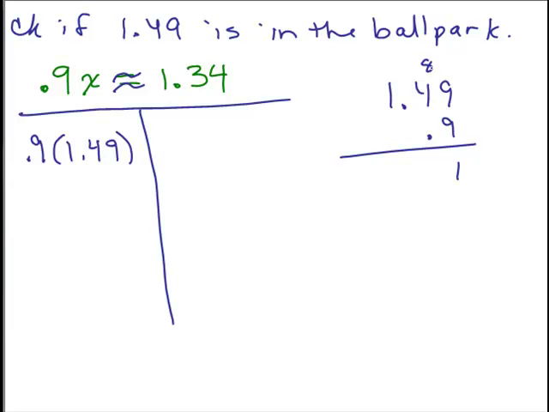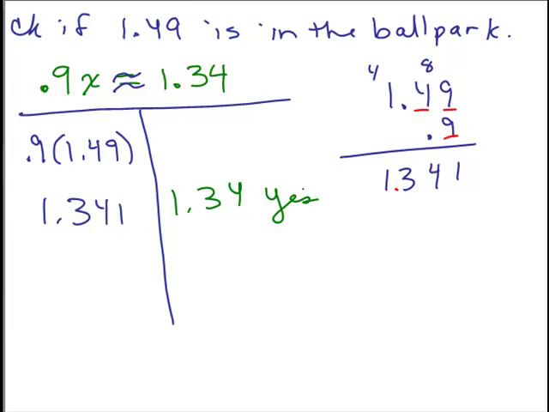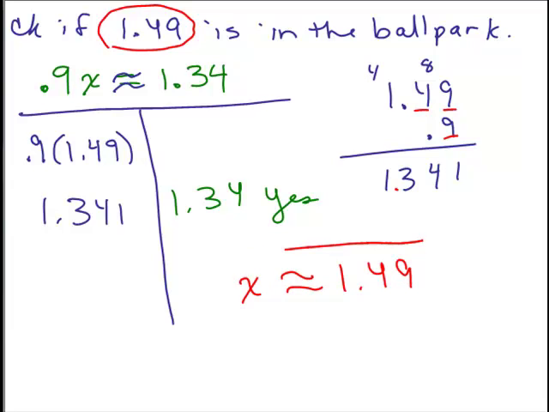1.49 times 0.9. So you just multiply 81. So what's that? 36 and 8 is 44. And that's 13. And then I've got 1, 2, 3 places after all the decimals, so it's going to be 1.341. So this is 1.341, and the question, is that in the ballpark of 1.34? Yes, it's in the ballpark, so that means that we hope our answer here is the approximate answer. It's not the actual solution because it's rounded. All right, so we've got that x is approximately 1.49.